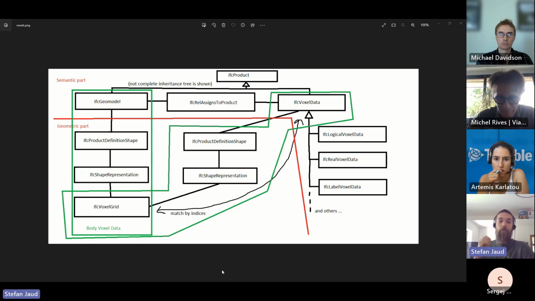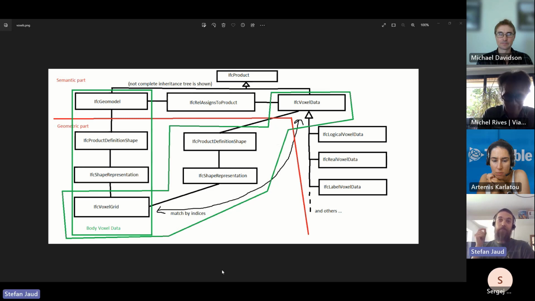However, this is only the voxel representation, only the geometry. And if one wants to also assign some data to each individual voxel, one would use something like IFC voxel data that is seen on the right-hand side. That is the superclass of all the subclasses, so IFC logical voxel data, IFC real voxel data, IFC label voxel data. There are a few others. I think it should be like 6 or 7. Not that many even. Okay, a handful then.